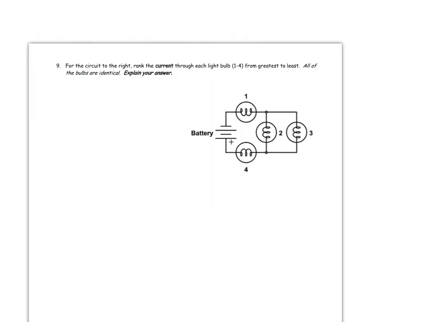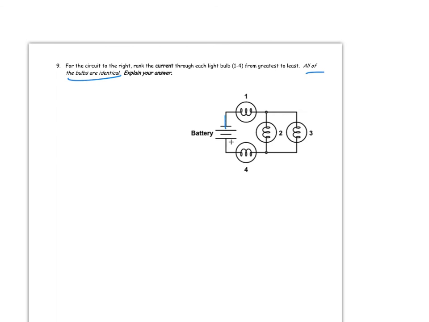For this next one, we're going to be ranking the current going through this series of light bulbs. It is important here that all of these light bulbs are identical. That will matter when we're going through the problem. And again, we're thinking about our current rule that current splits at a junction. So I'm just going to think about how this current flows through the circuit.